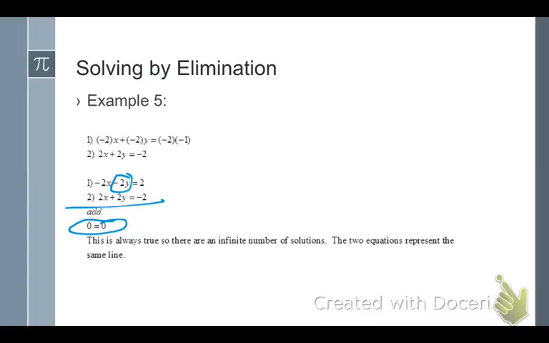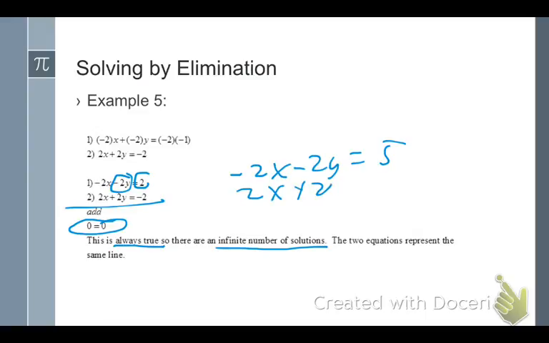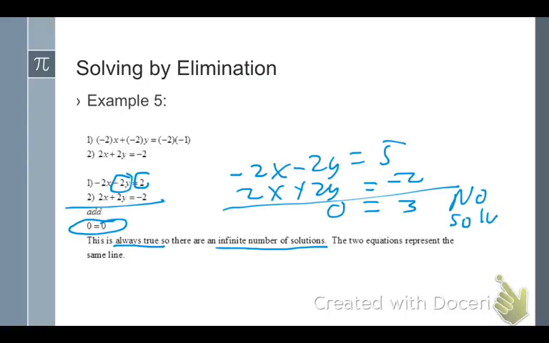What do I do with that? How do I find it? Doesn't matter. This is a true statement. It's always true. So there are an infinite number of solutions. If these numbers had been different here, if I had had negative 2x minus 2y equals 5, and 2x plus 2y equals negative 2, I would have gotten a 3 here and a 0 here, and that would have been no solution, because that's never true.